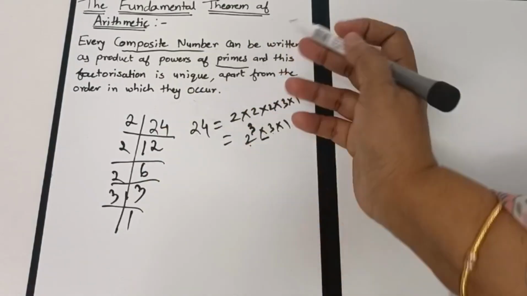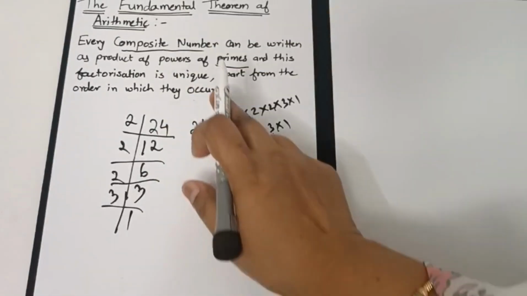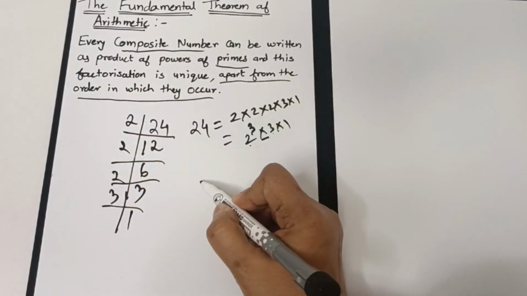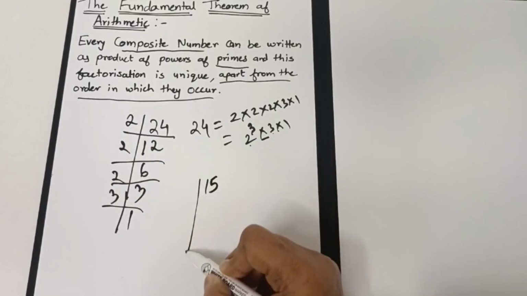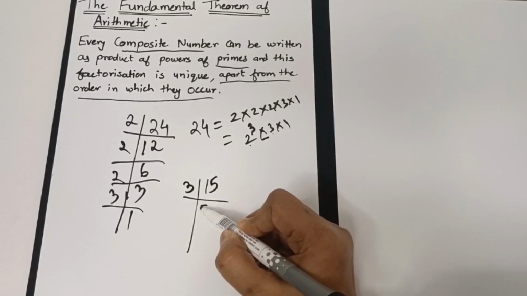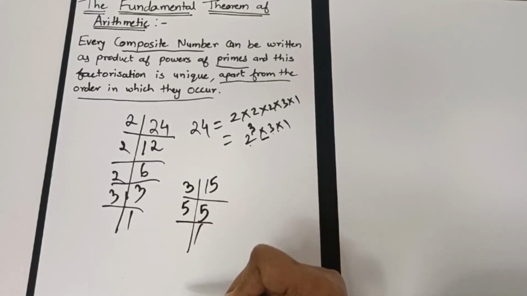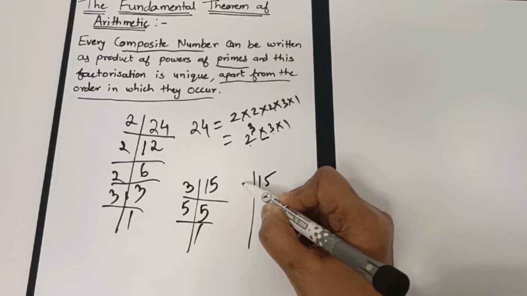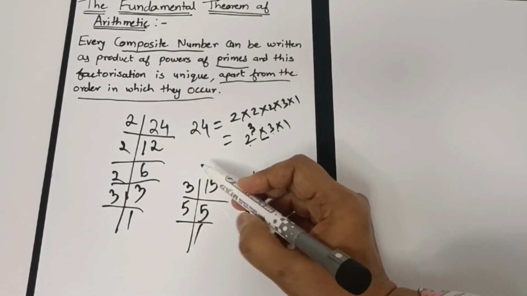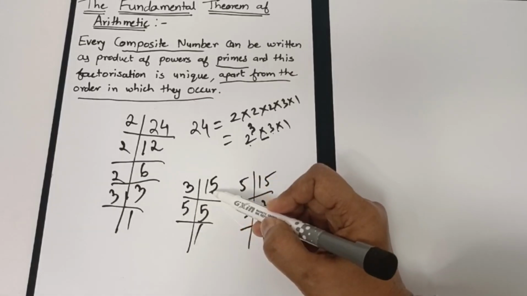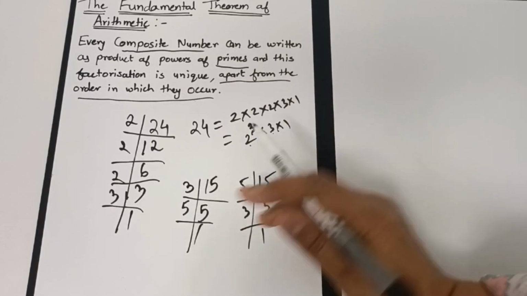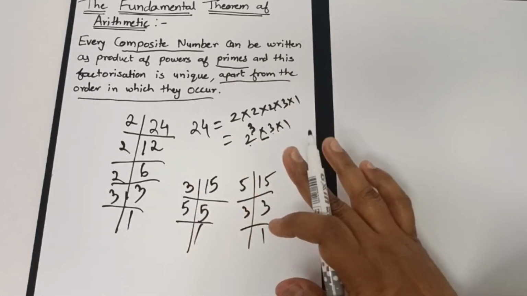Apart from the order in which they occur. Now let us understand the last line, apart from the order in which they occur. Let us take one number, 15. I'll try to factorize this as 3 times 5, 5 times 1. I can also do this as 5 first, then 3, 3 and 1. So whether you start with 3, you will get 3 into 5, 15, or you start with 5, you will get 3 into 5, 15. So order will not have an impact.